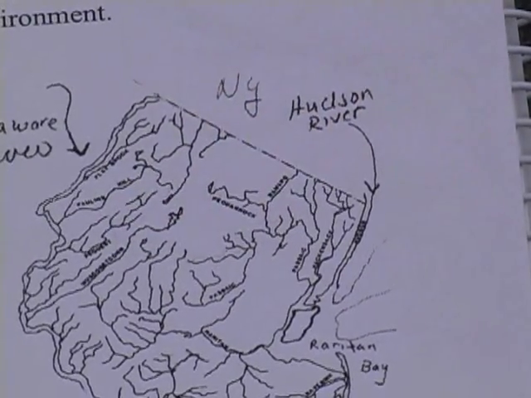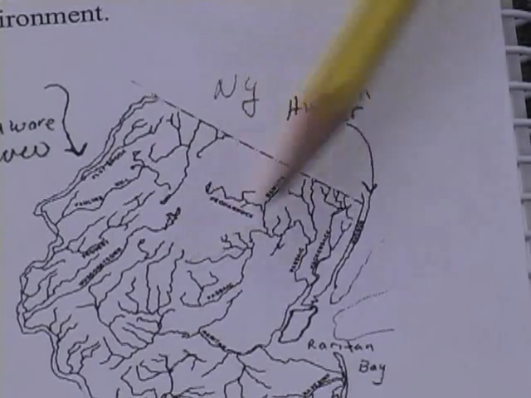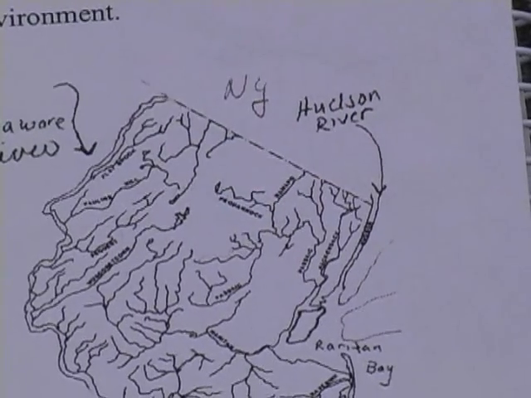And the other way you can tell this is that you'll see streams ending on one side of the map and streams ending on the other side of the map. And what do you think might happen in between? Perhaps that's a drainage divide. So you'll try to find those places on the map and draw a line through it.